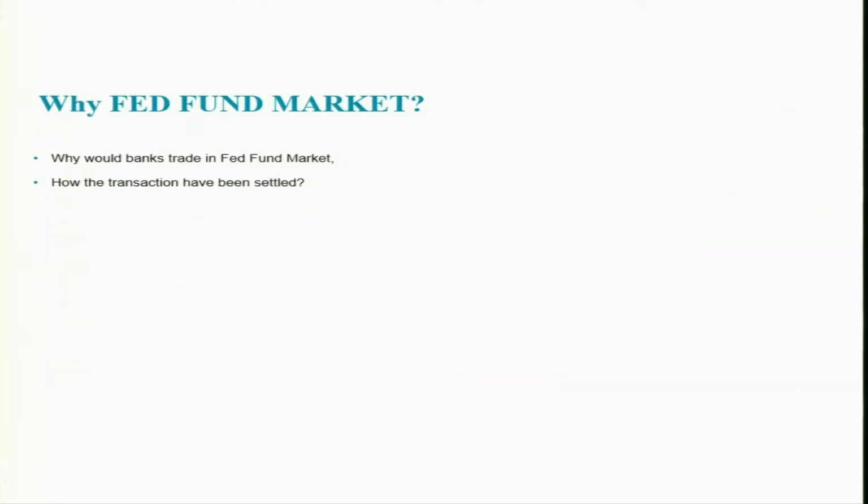Importantly, one question which we touched upon a little in the previous session: why would banks trade in the Fed fund market, and how are the transactions settled? For the first question, we answered that banks trade in the Fed fund market because some banks face a reserve deficit, since they need to keep a required reserve with the central bank, and when they have a deficit, they borrow from other banks. At the same time, some other banks have a surplus, an excess reserve, and instead of keeping it with them or with the central bank, they would make some gain, some profit, by lending to the needy bank, the bank that is facing a deficit.